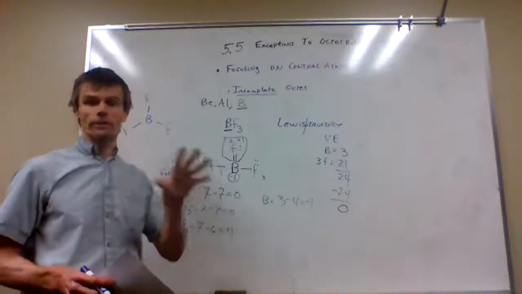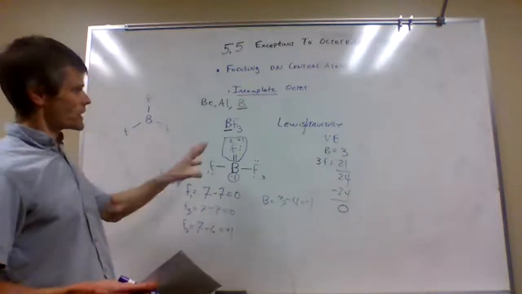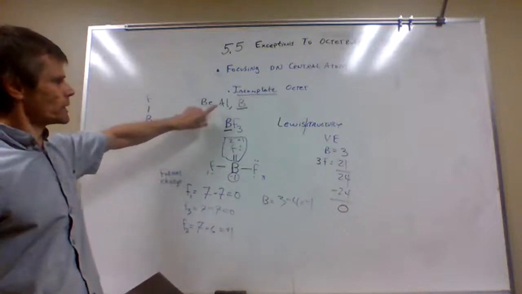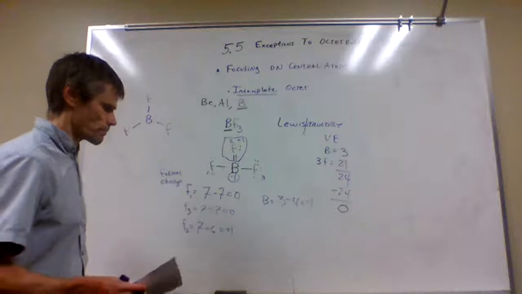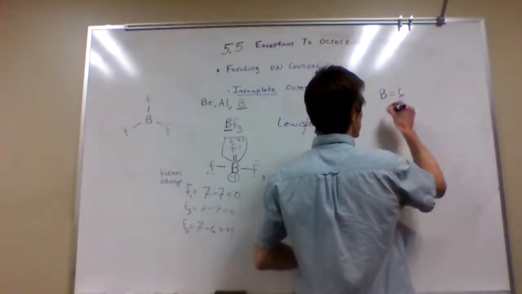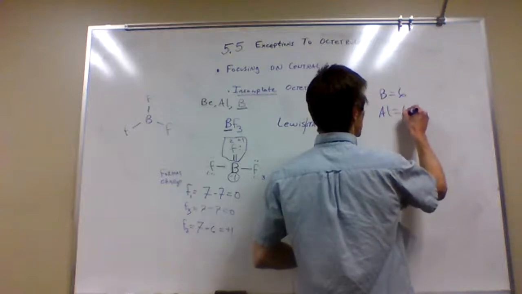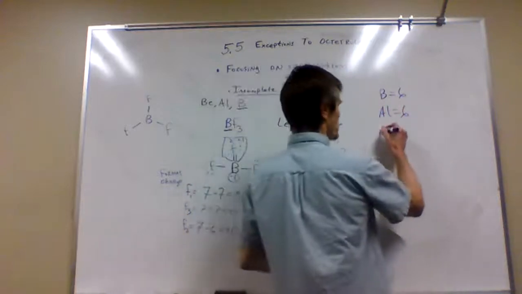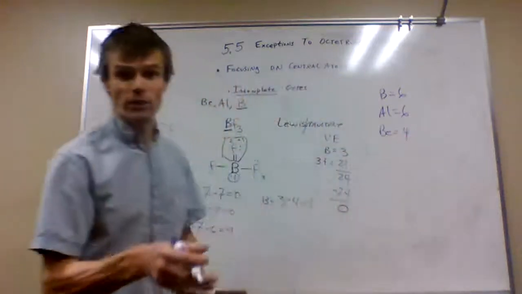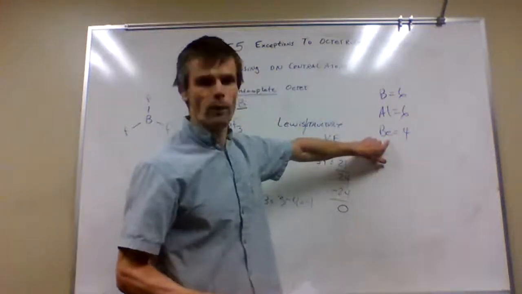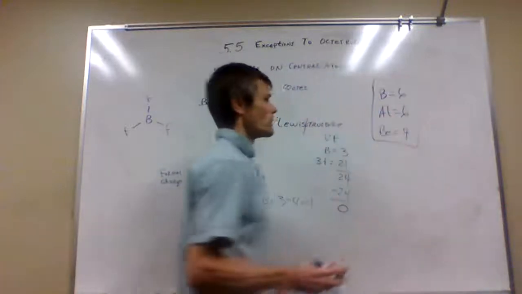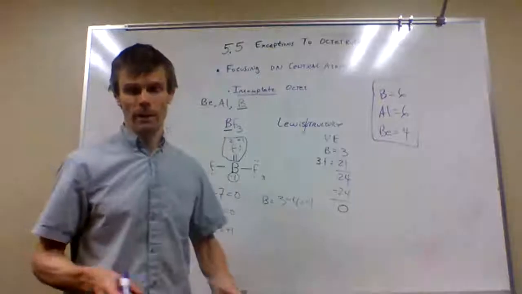So this is a description of central atoms that are happy with an incomplete octet. You need to know beryllium, aluminum, and boron. So boron, as we said, is happy with 6. Aluminum, satisfied with 6. Beryllium, we'll discuss more about it when we get into geometry, is happy with 4 electrons about it. These are the 3 you need to know for exam 2 coming up.